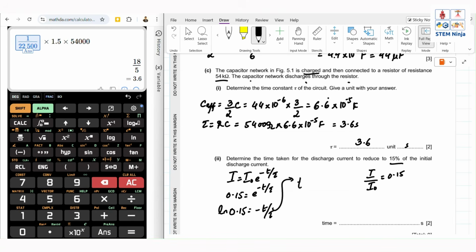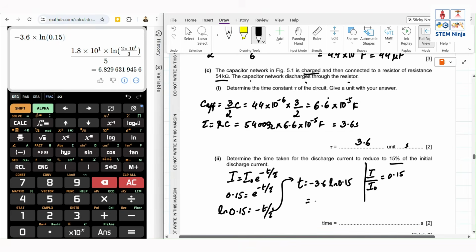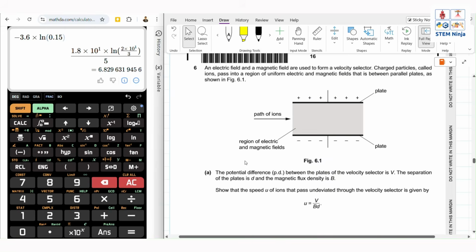So t would be minus 3.6 times by ln 0.15, and that gives us 6.829 seconds, so roughly just 6.8 seconds. Right, okay, moving on. Question number 6.